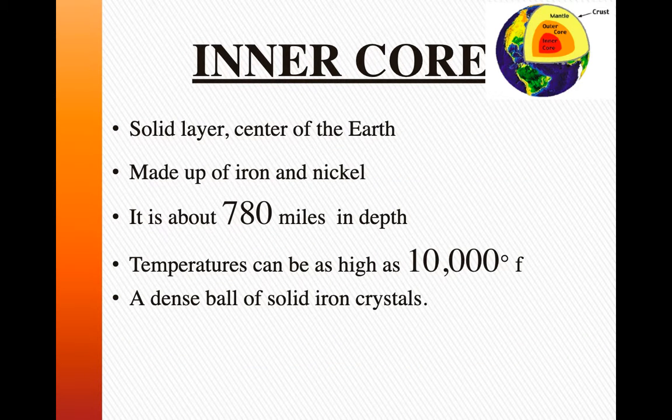And the last part is the inner core. So this is the fourth layer from the crust to the center of the Earth, essentially. So it's a solid layer. It's made up of iron and nickel. It is about 780 miles in depth. The temperature can be as high as 10,000 degrees Fahrenheit, and it's a dense ball of solid iron crystals.